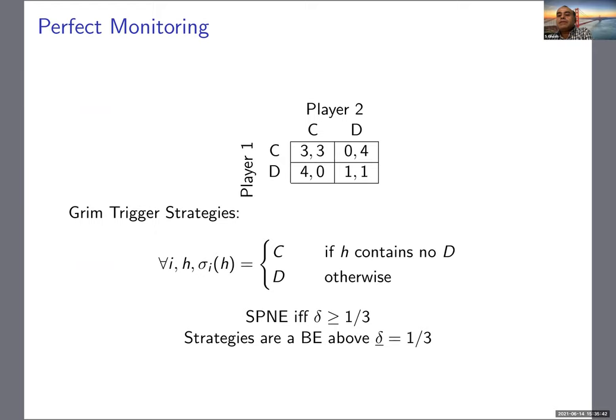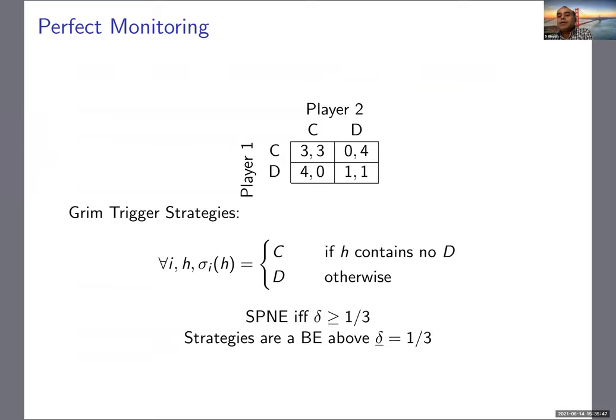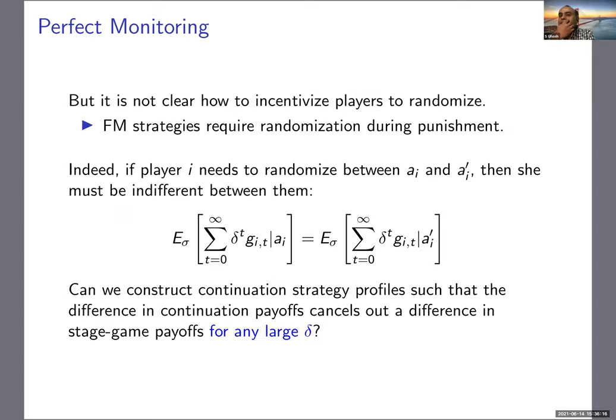So again, this is perfect monitoring. With perfect monitoring, we have grim trigger strategies, and we've shown this to you before. It's an SPNE for delta greater than or equal to 1/3. And in our language, what we want to say is that these strategies are not a Bayesian equilibrium. These strategies are a Blackwell equilibrium above delta equal to 1/3, right? Because above this, the same grim trigger that I've given you works. So this is just semantics.